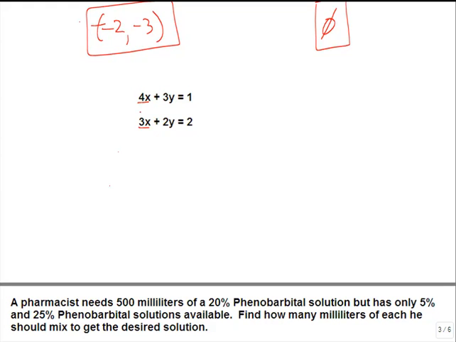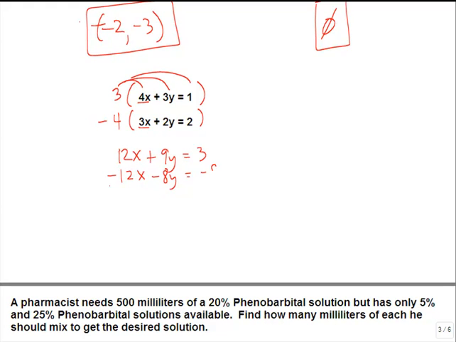Here what I want is 12. 4 times 3 would be 12. So how could I make these both be 12s? Well, since this one already has a 4, I would need to multiply by 3. And since this one has a 3, I would need to multiply by 4. Now that's going to make them 12s, but it's not going to make them opposites. So you need to pick one of these to be a negative, and it doesn't matter which one. I'll just make the bottom one negative. So now let's distribute, and I get 12x plus 9y equals 3. And on the bottom, I get negative 12x minus 8y equals negative 8.